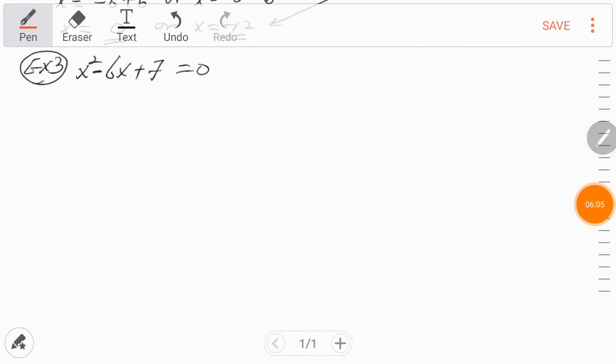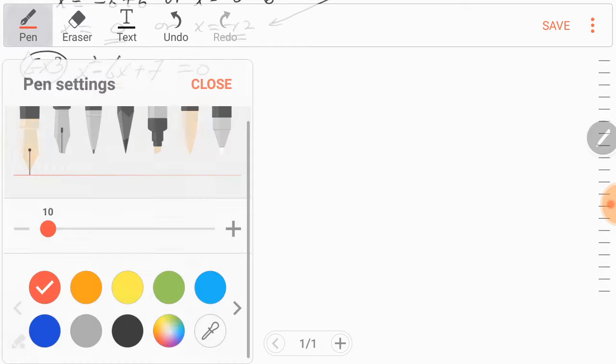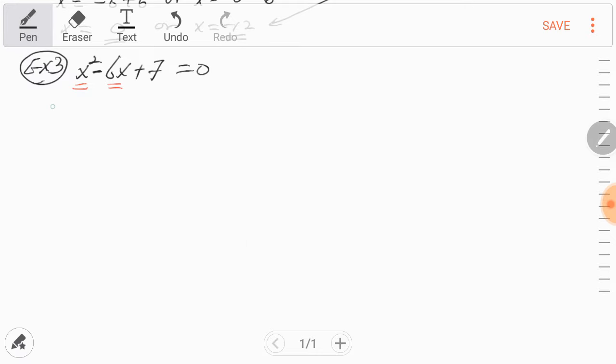Okay, this example, we will use the completing the square method. In order to write a perfect square trinomial, we need only two terms, the x squared term and the x term. We don't need this 7. So let's get rid of this 7. Move the constant 7 to the right, so negative 7. Make sure to leave some space on the left side of the equation.